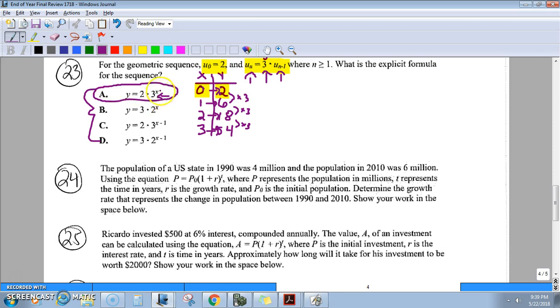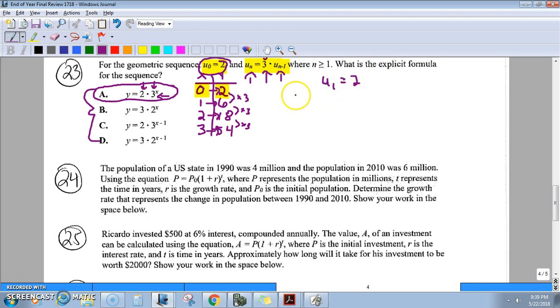If you want to pick it apart in an exponential relationship, this 2 here, that's our starting value, which was our starting value here. And then this number is the number that we are multiplying by each time. Now, would it have been the same if instead of u sub 0 equals 2, we had u sub 1 equals 2?